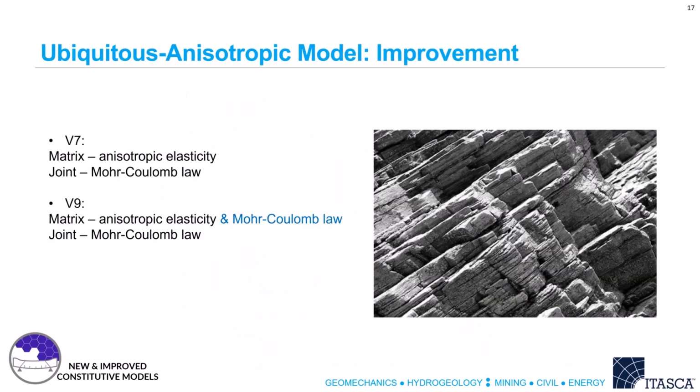So the next improvement is the ubiquitous anisotropic model. In version 7, this model only had an anisotropic elasticity matrix. From version 9, this model includes both the anisotropic elasticity and the Mohr-Coulomb law for the matrix. So this model is suitable for cross-anisotropic elasticity material, shown for example in this figure.